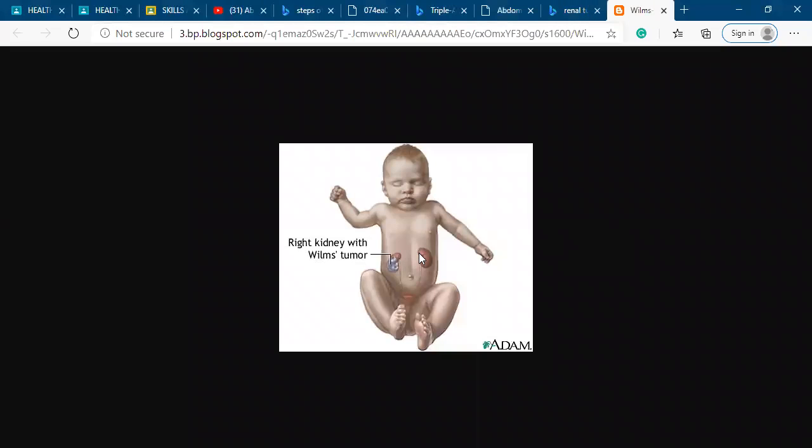Another question comes in case of Wilms tumor. This Wilms tumor is a tumor in children. It is called kidney tumor, right? In case of Wilms tumor, we never ever palpate. Okay.